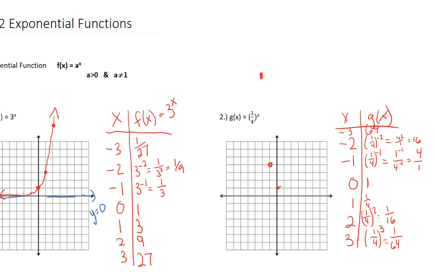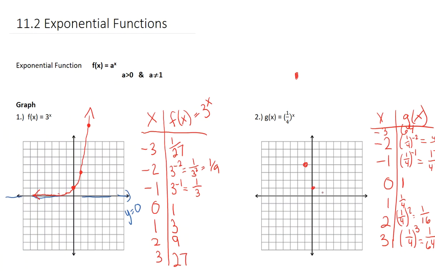0 is at 1, and then I have 1/4, and then 1/16, and then 1/64 again. So a couple things I want to show you, or hopefully you can notice with this. Again, there's still an asymptote, and for the same reasoning, the asymptote is at y equals 0. Again, this red line keeps approaching but never is going to touch.